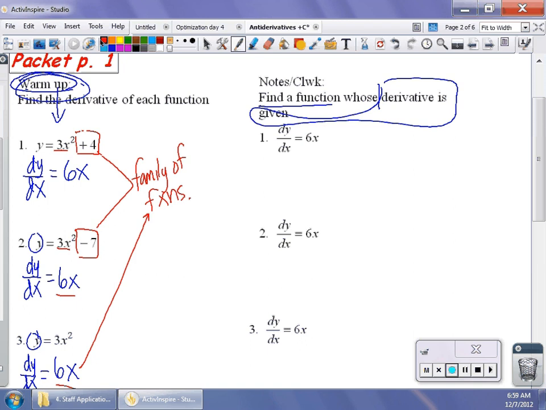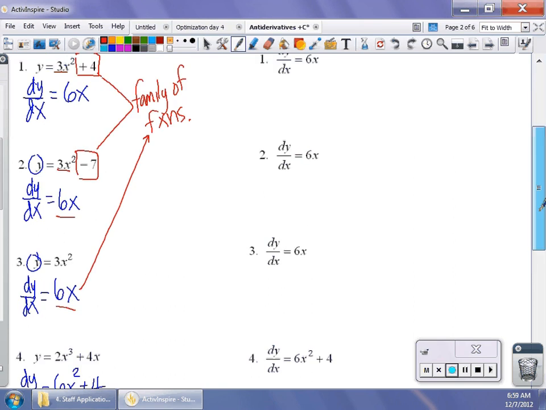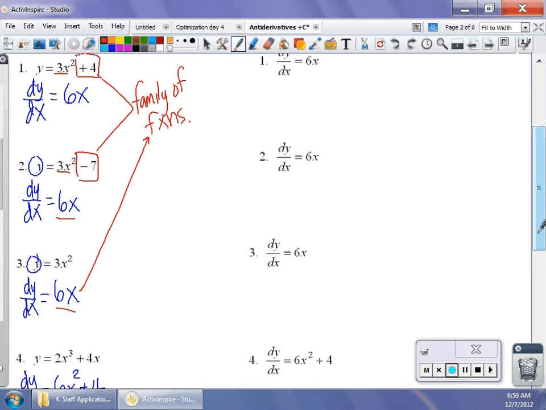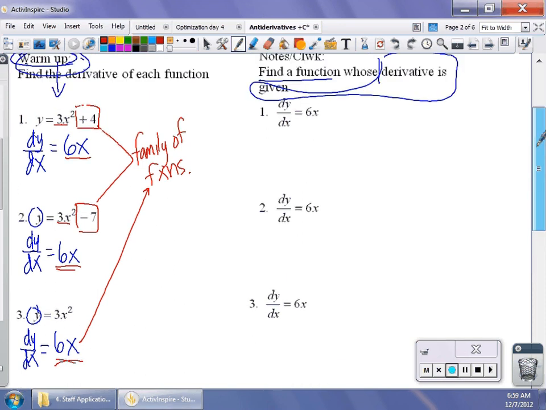We can see very clearly in the warm-up that there are 3 functions that have the same derivative. So if we were to go backwards, if we know that the derivative of our function is 6x, we can kind of cheat over to the left-hand side and say, well, then the original function is y equal to 3x squared. The question is, is it 3x squared plus 4, like in the first example?